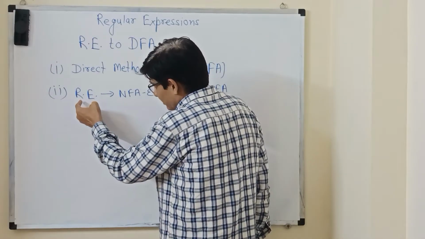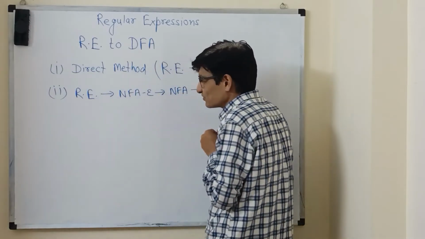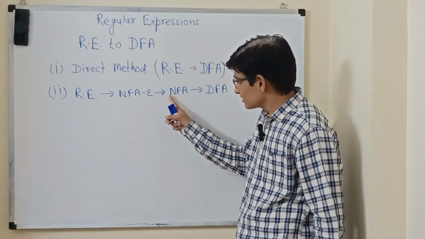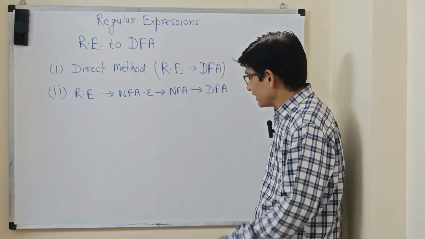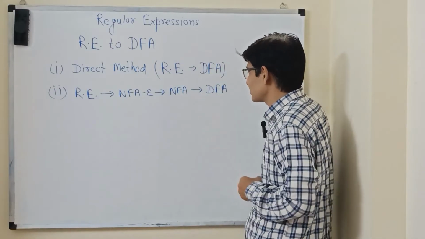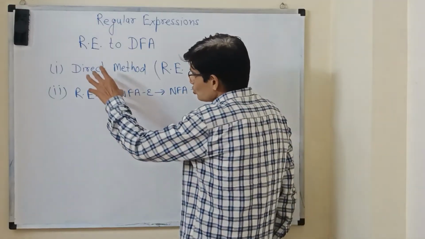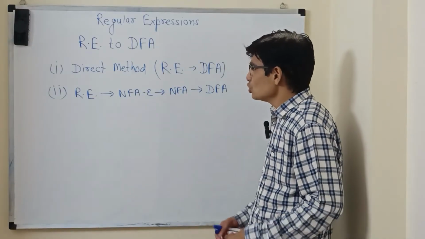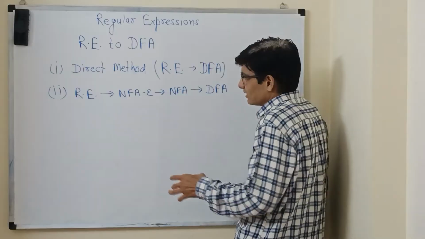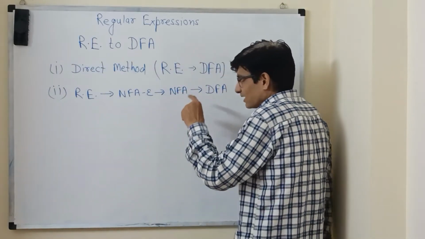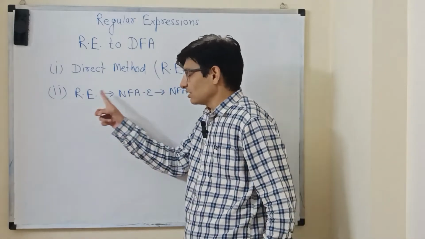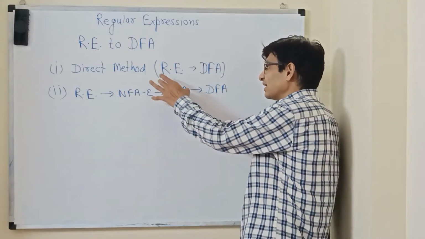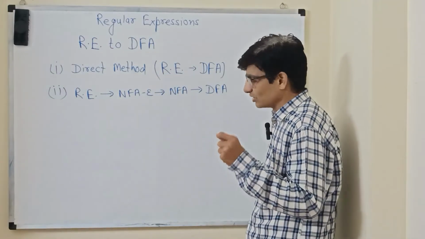In this method, the regular expression is first converted into an NFA with epsilon moves. Then this NFA with epsilon moves is converted into an NFA without epsilon moves. And then finally this NFA is converted into a DFA. So there are these two methods by which we can convert a regular expression into a DFA. In this video, we will discuss the direct method first, and then in the next video we will discuss the longer method of conversion. So we will start with the direct method of regular expression to DFA conversion.